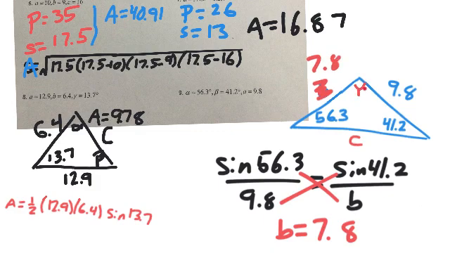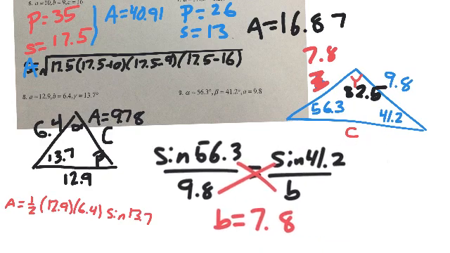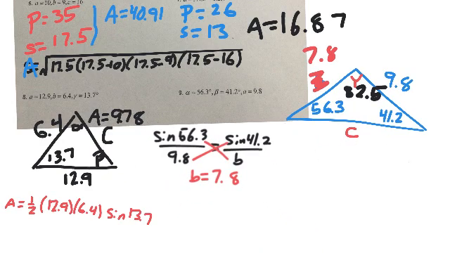Now I can find out what gamma is because all three angles have to add to 180. So I could go 180 minus 56.3 minus 41.2, which means gamma is 82.5. And so now I know two side lengths and the included angle, so I can use the area formula.